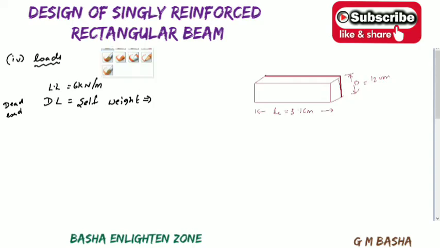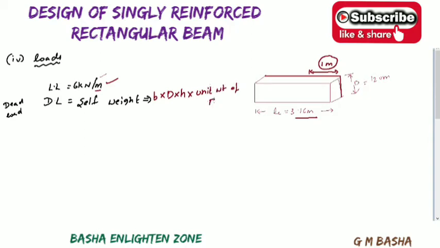But here they mention the live load in kilonewton per meter. Whatever loads we are considering is for only 1 meter span. Here the overall length will be 3.16, but the live load and whatever loads we are considering is for 1 unit, that is 1 meter here. So self weight will be equal to B into D into its length into the unit weight of RCC.